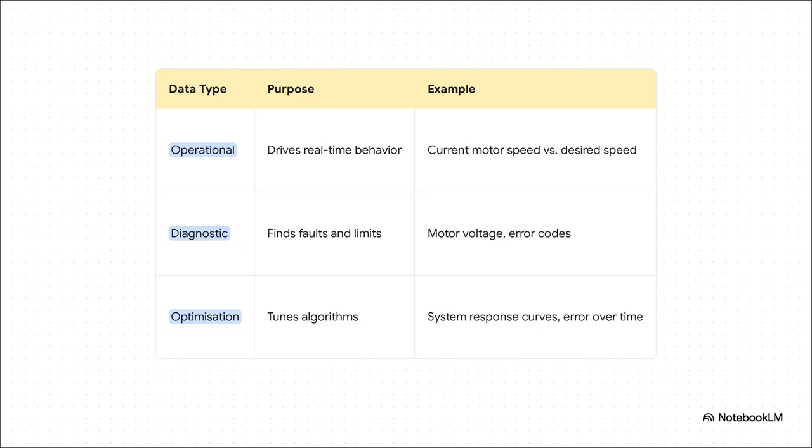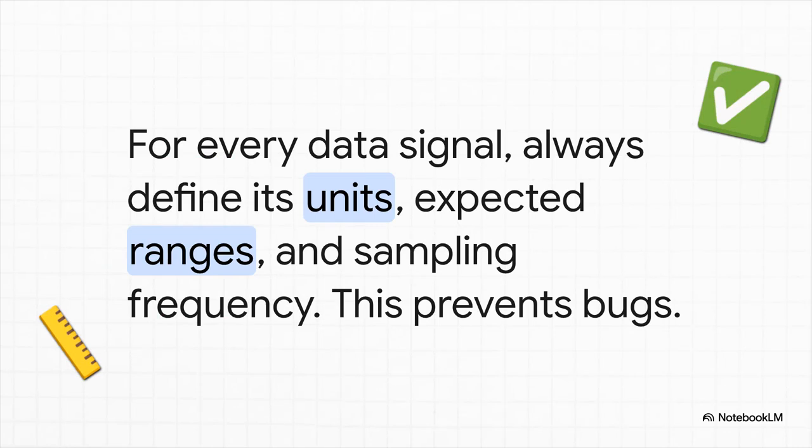You've got your operational data. That's the live stuff, the real-time readings that drive what the system is doing right now. Comparing the current motor speed to the speed you want it to be at. Then there's diagnostic data. This is for troubleshooting, for finding problems, logging things like motor voltage or error codes to figure out what went wrong. And finally, there's optimization data. This is what you collect over time to make the whole system better, like tracking how it responds so you can tune your algorithms. And hey, here's a professional habit you should get into right now.